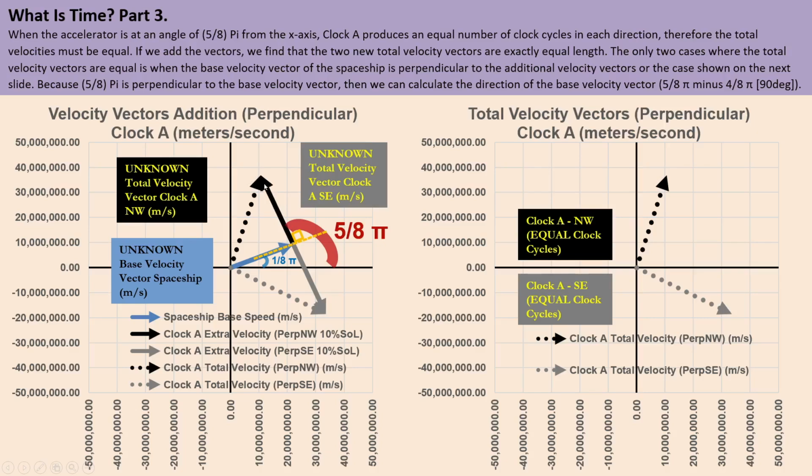This is the northwest and southeast directions. And so, since it's perpendicular, we know that this is 5/8 pi, that's this angle, and we know that it's 90 degrees difference, which is 4/8 pi. So we can take 5/8 pi minus 4/8 pi, and that leaves us with 1/8 pi, and that's the direction of the base velocity vector of the spaceship, and we've accomplished the first part of our testing.